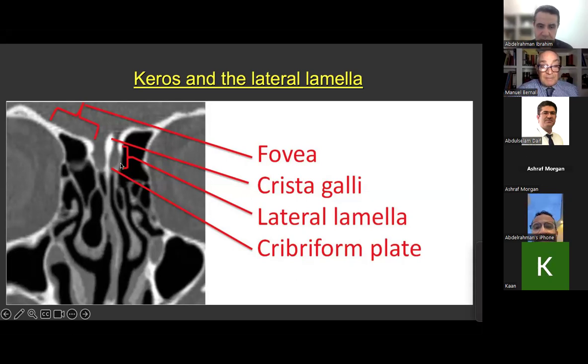This is the lateral lamella. The steeper it is, like in this situation here, the lower the risk of perforating it. The more horizontal it runs, the higher the risk of perforating it and creating a CSF leak.